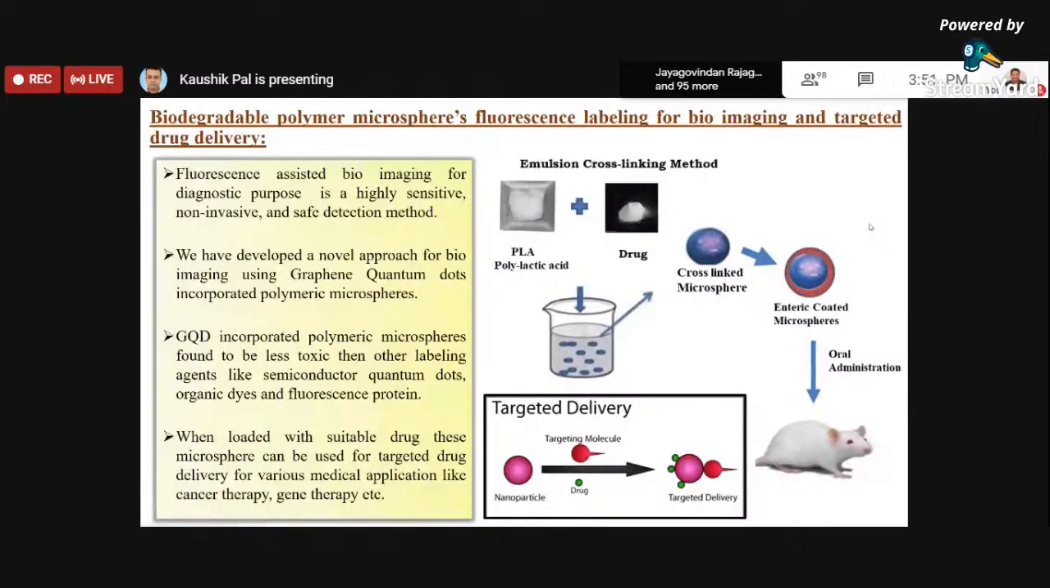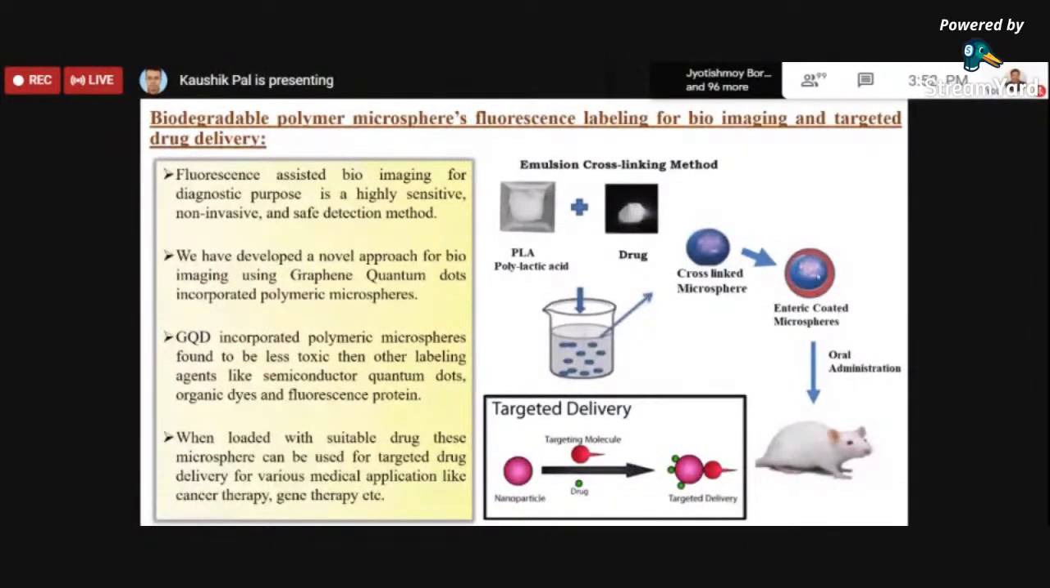GQD incorporated polymeric microspheres were found to be less toxic than other labeling agents like semiconductor quantum dots and organic dyes. I'll show you how it gives the image. When loaded with a suitable drug, these microspheres can be used for drug delivery in medical applications like cancer therapy and gene therapy. Basically, this is PLA, polylactic acid. This is the drug. We are making its cross-linked microspheres small. Then we coat them with some polymers, or sometimes we use the GQD, and on top of the GQD we put the drugs, for oral administration. I am also attaching drug targeting molecules to the nanoparticles.